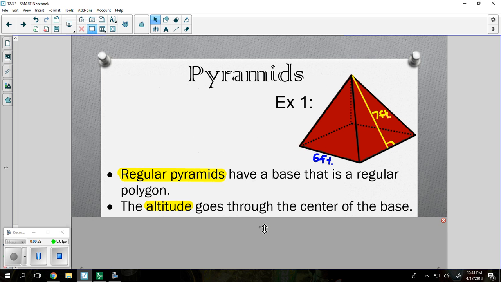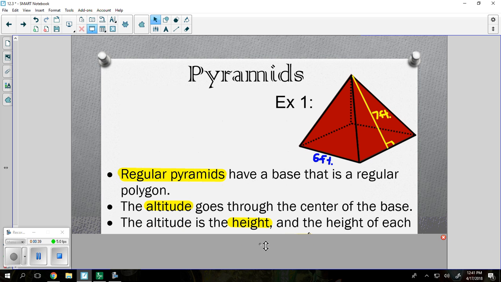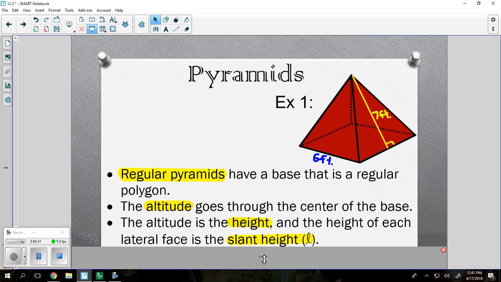The altitude goes through the center of the base and makes a right angle with the base as well. And the altitude is the height, and the height of each lateral face is the slant height. So that's a new term. The slant height, when it's represented in the formulae, will be with like a cursive L for the slant height. So whenever you see that cursive L, that's talking about the slant height.